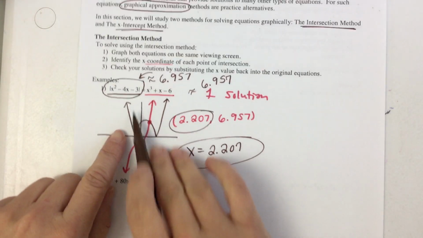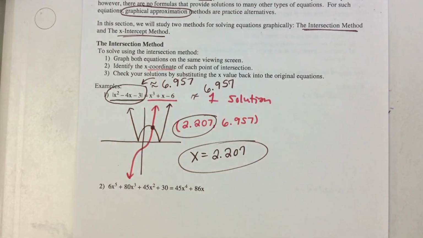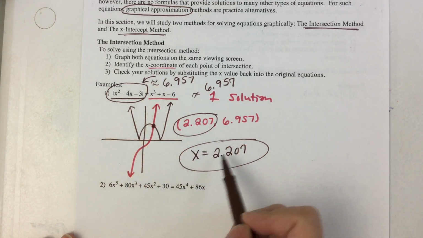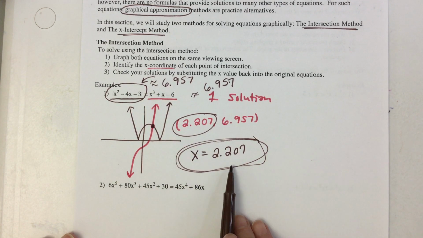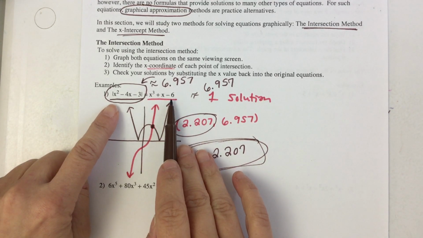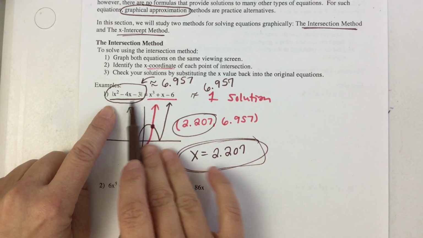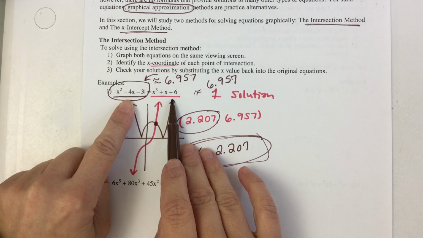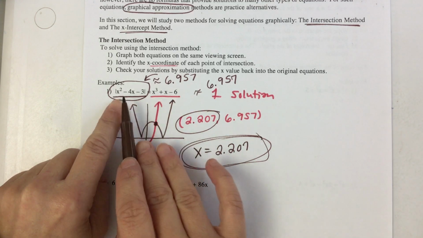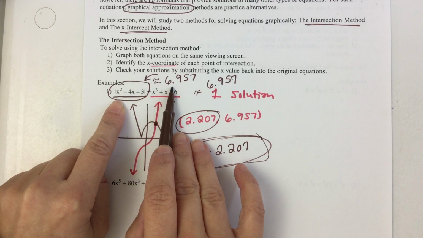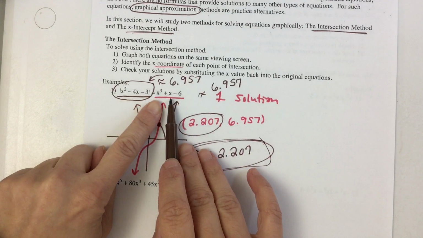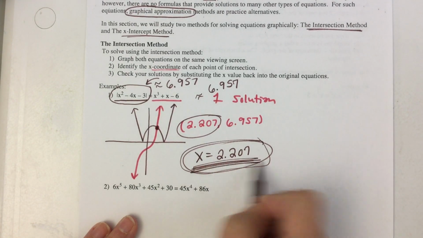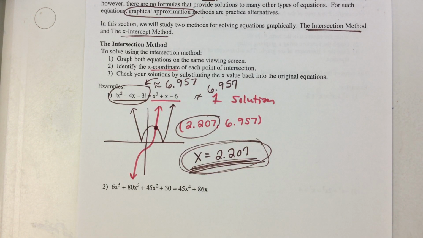So what happened is we graphed both on the same screen. We saw that they intersected at one point. We found the ordered pair. The x-coordinate is actually your solution because when you're solving something like this, what the question is really saying is what value can you fill in for x where the two sides would be equal to one another. Okay, so when I put 2.207 on this side, I got approximately 6.957. When I put it into this side, I got approximately 6.957. So your solution is 2.207.